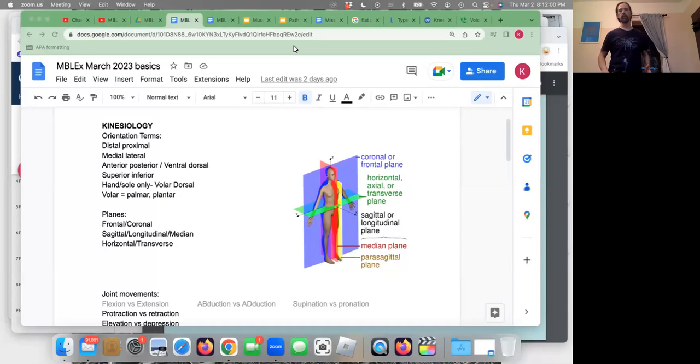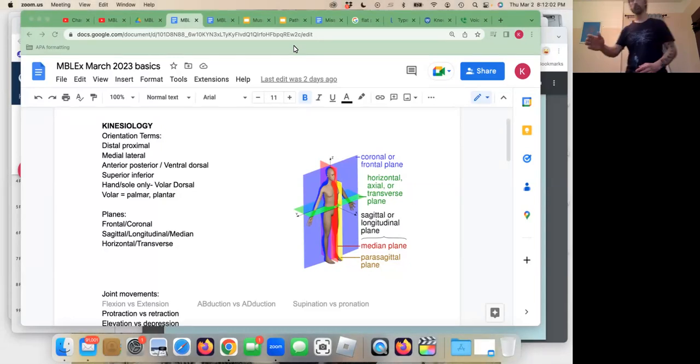Okay, so orientation, right? Let's go in reverse order from last time. So we have the proximal end, which is always the tip. That's always the ends of the limbs, right? So the hand is distal and the center of the body is proximal. So in relationship to the chest, the hand is distal.